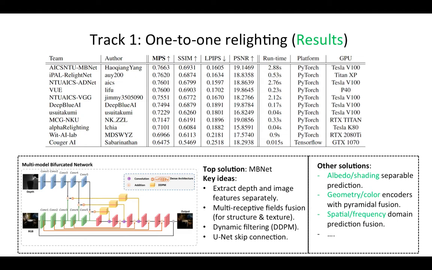Other solutions rely on separable albedo or shading predictions, on separate geometry and color encoders with a pyramid-based fusion, or on spatial and frequency domain prediction fusion for obtaining the relit image. The details and remaining solutions can be found in our challenge paper.